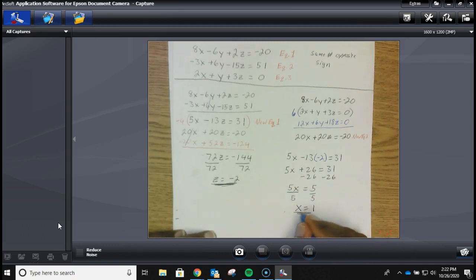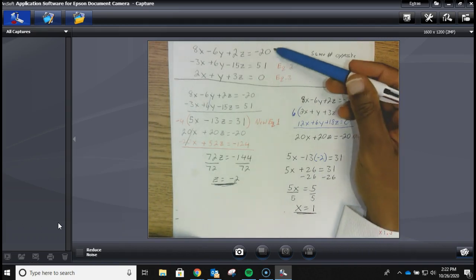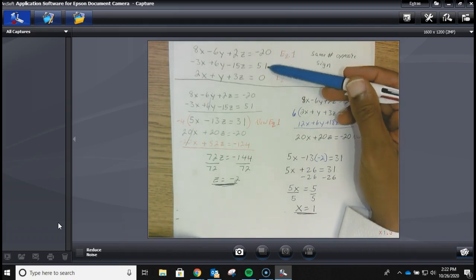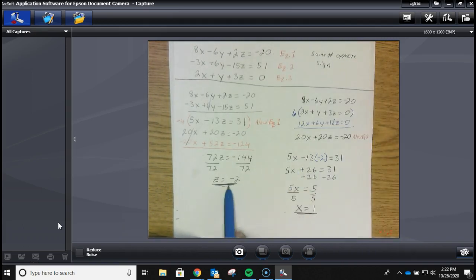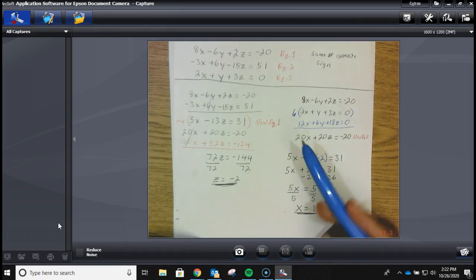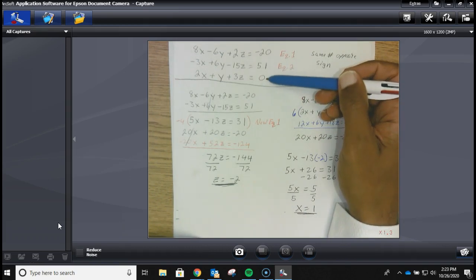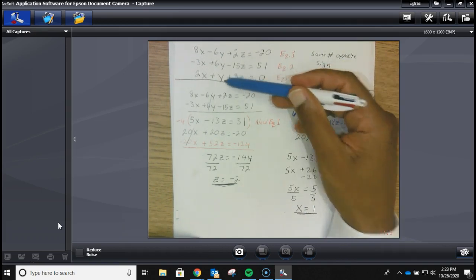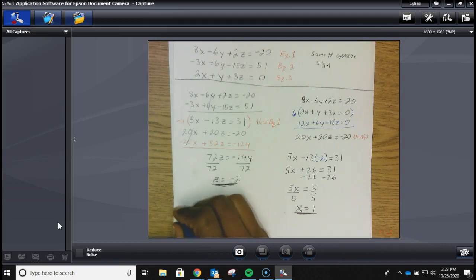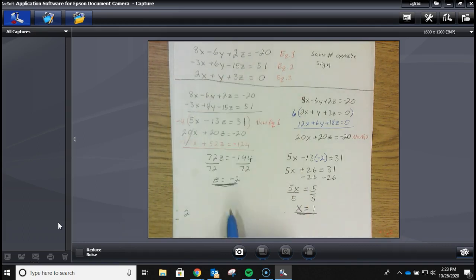So now I have z, I have x. I can come back up here to one of the original equations, either equation 1, 2, or 3, and plug in x and z, and then find y. You can use whichever equation you want to. I'm going to use equation 3 because y looks like it's almost by itself already. I'm going to plug in these values that I have, so I'm writing that equation 3 down.